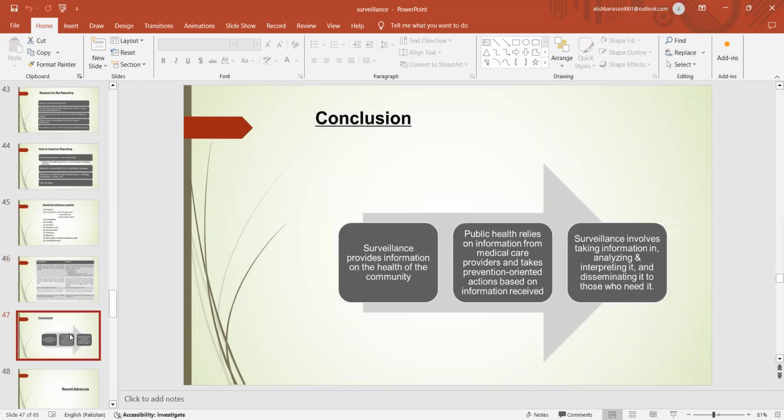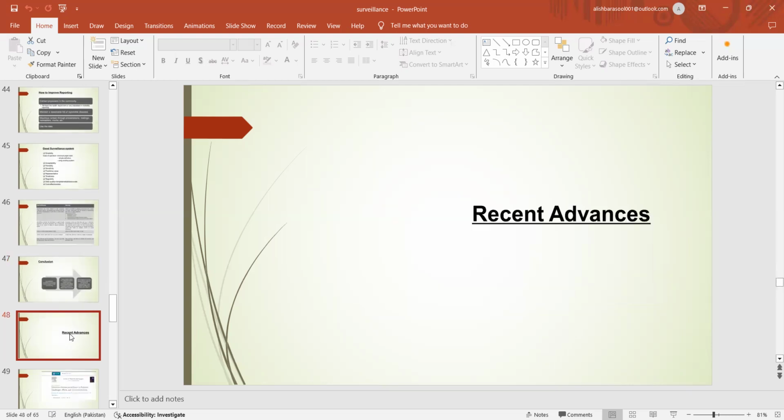Conclusion: surveillance provides information on the health of the community. Public health relies on information from medical care providers and takes prevention-oriented actions based on information received. Surveillance involves taking information in, analyzing and interpreting it, and disseminating it to those who need to know.